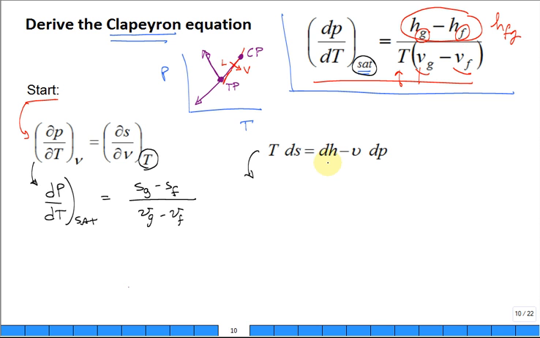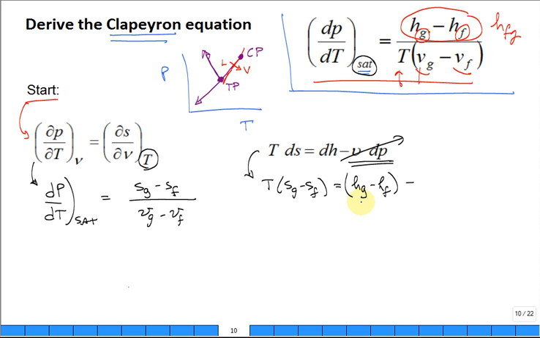So what do we do here? Well, we have T times S of G minus S of F equal to H of G minus H of F minus VdP. But what about this VdP? If I'm undergoing a phase change at constant temperature, tell me about the change in pressure. There's no change in pressure, right? You can boil or condense at constant pressure. So this whole term is 0.